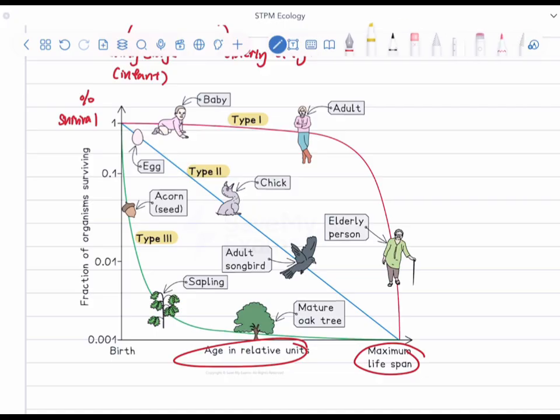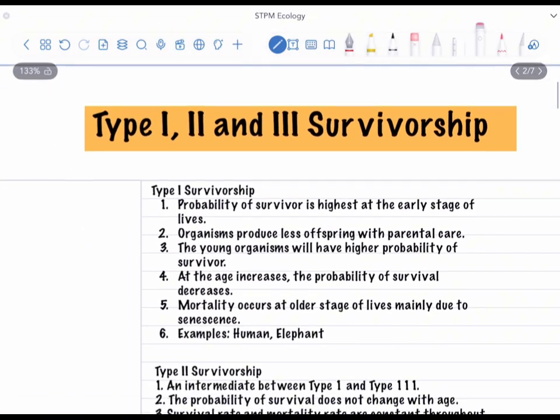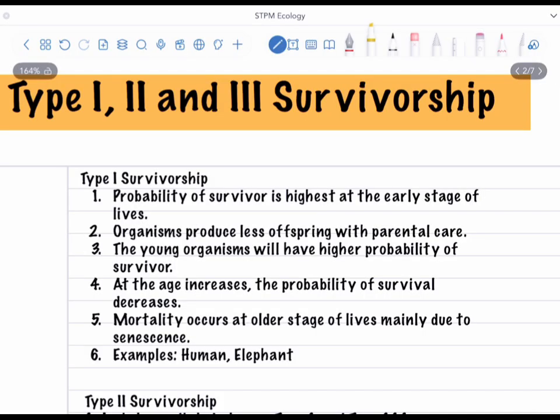So let's look at the first, the red curve, which is the type 1 survivorship curve. You can see that the representative example for this type 1 survivorship curve is the human, and then goes to adult, lastly goes to the elderly person. So let's go through the description one by one. So type 1 survivorship curve.